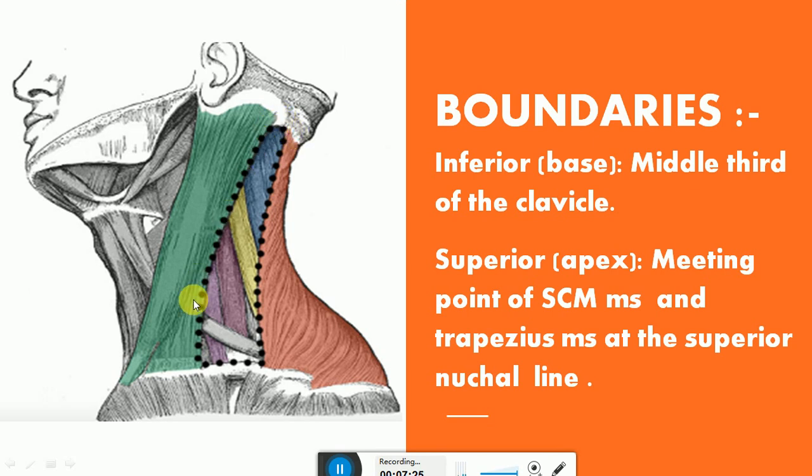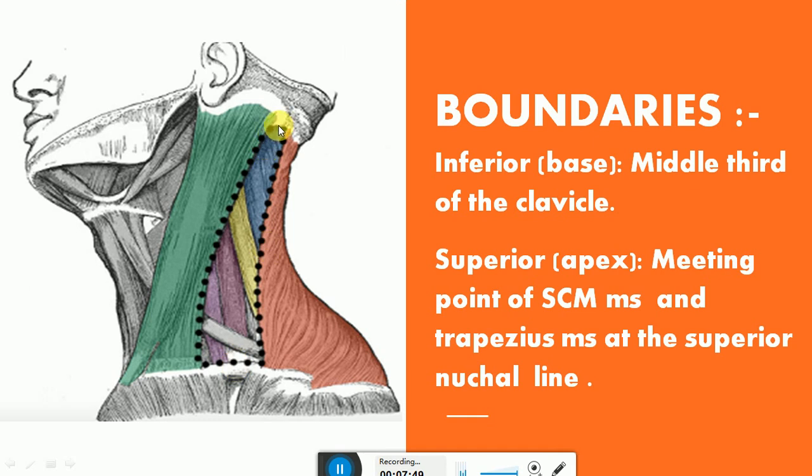So this one is the anterior border. Once again I am repeating, this is the anterior border, which is formed by posterior border of sternocleidomastoid muscle. This is the posterior border. It is being formed by anterior border of trapezius. This is the base, which is being formed by middle 1/3 of the clavicle.